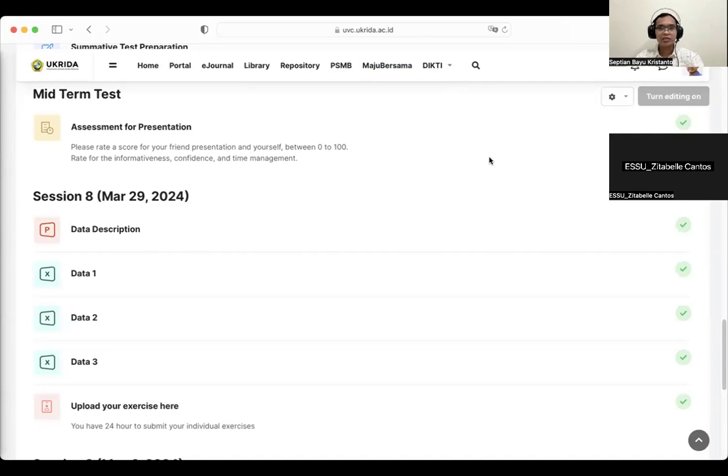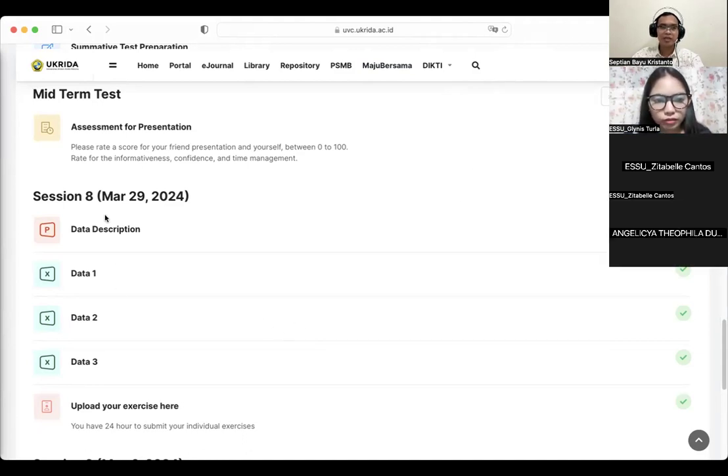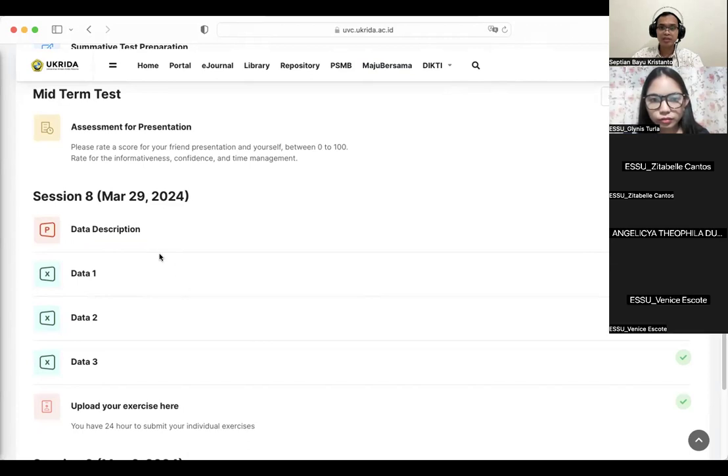Today we are continuing the materials. We are starting with data analytics, and for the first time, we will learn about data descriptions. You can check with your Ukrida virtual class. I've posted the materials in PowerPoints and three kinds of data. You can do the exercise with data number one, data number two, and data number three.